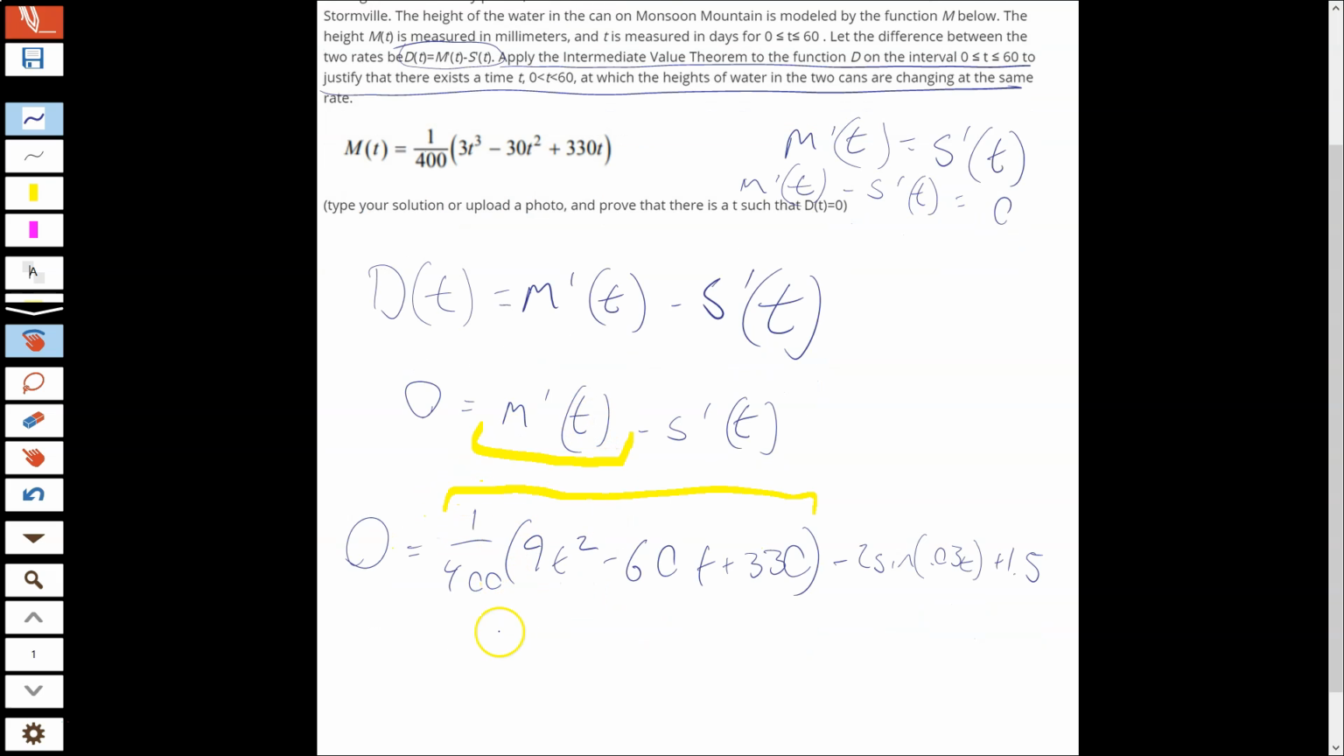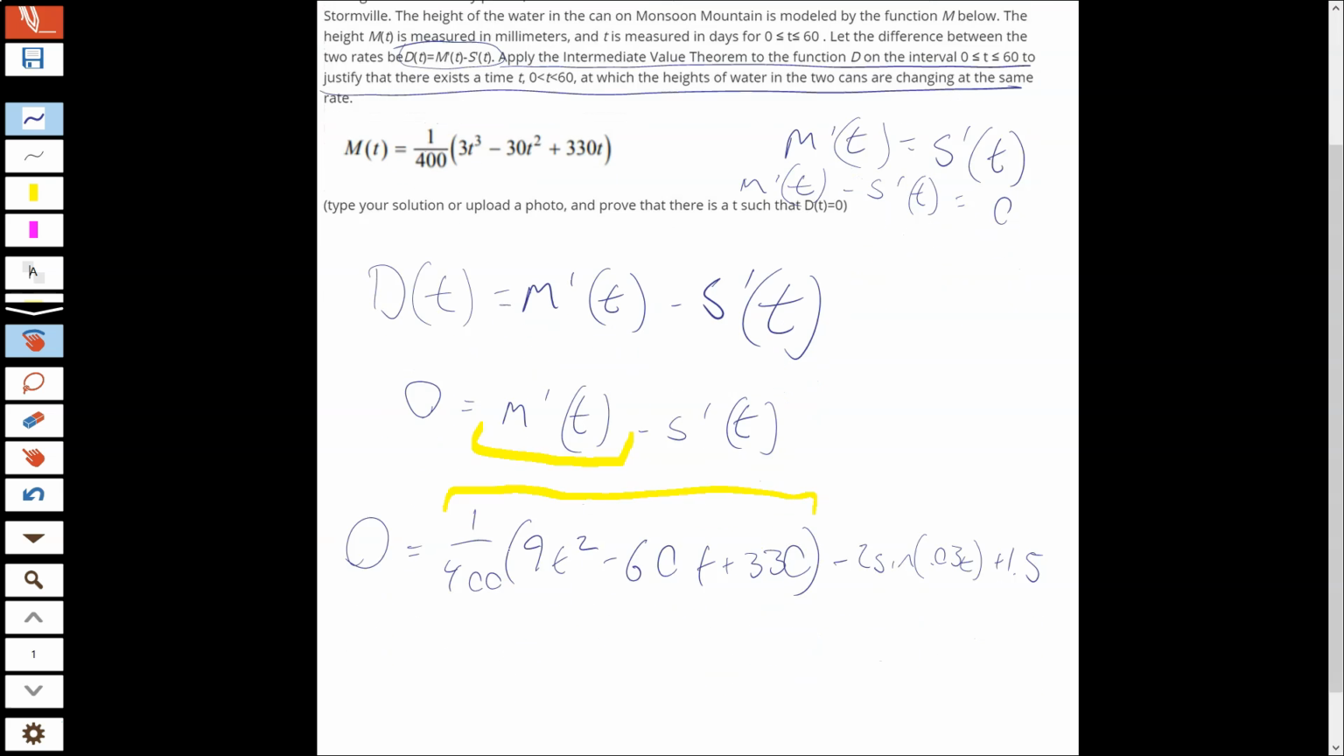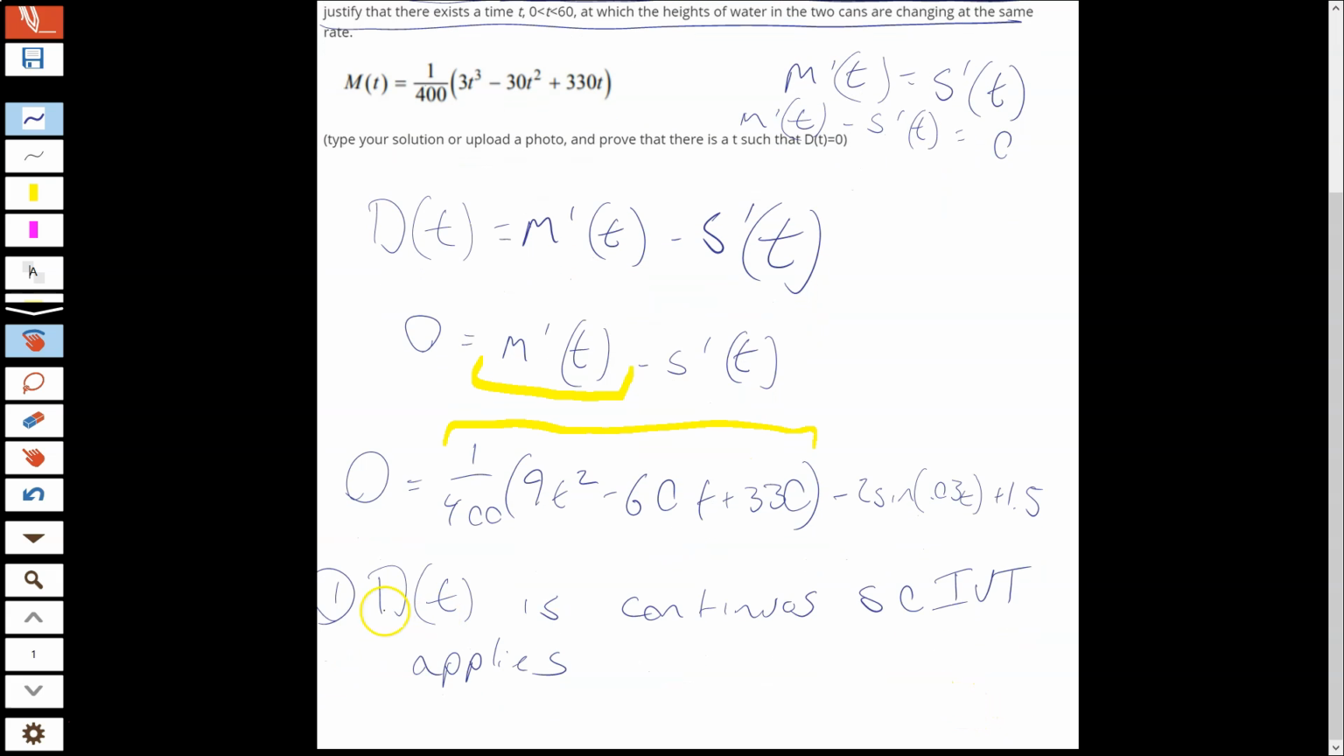And what we can do is we can just say that the function is continuous because m prime and s prime are both continuous. We'd say, and this is how you can say it on the AP exam too, d of t is continuous. So the intermediate value theorem applies. So this would be like 1 point on your FRQ, just saying that the intermediate value theorem applies. And then here's how we justify our result.